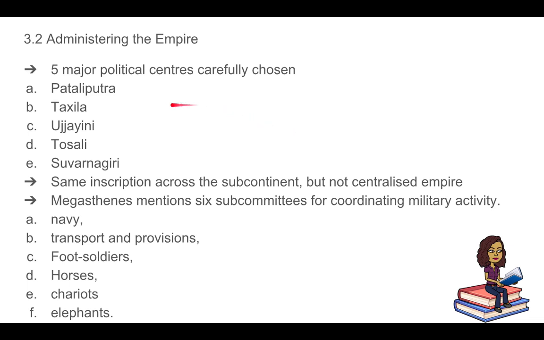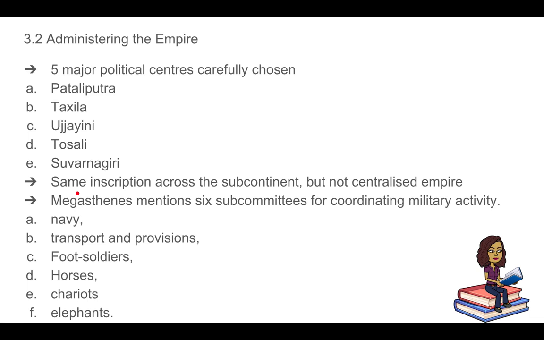What we get to know is that there were five major political centers which were carefully chosen. These were Pataliputra, which was the capital of Magadh across many dynasties, Takshila in the northwestern part of India, which was also part of the Silk Route, Ujjaini, which was again a very important city along the overland trade route which led to the southern part of India, Toshali, and Suvarnagiri. Now, Suvarnagiri was in the southern Deccan, where you have the Karnataka gold mines. So perhaps Suvarnagiri was also carefully chosen because of its proximity to gold mines.